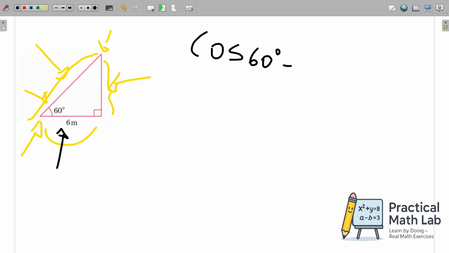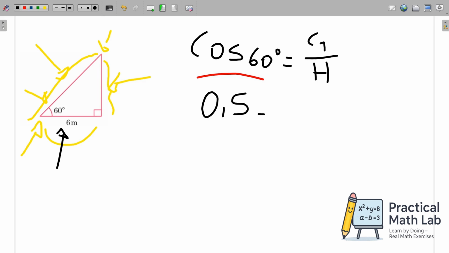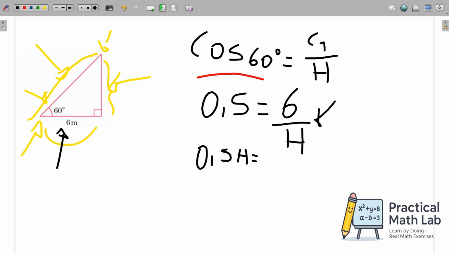Cosine of 60 degrees equals the adjacent side over the hypotenuse. Substituting the cosine of 60, it's 0.5, which is equal to the adjacent side, 6, over the hypotenuse. I'll do it step by step. Here it's a division, so when you move it to the other side, the left side, it becomes multiplication. So it's 0.5 times the hypotenuse equals 6.